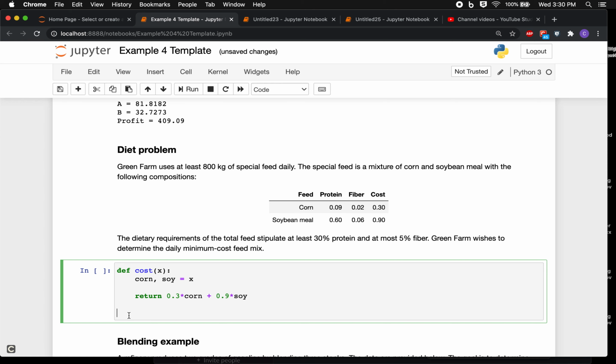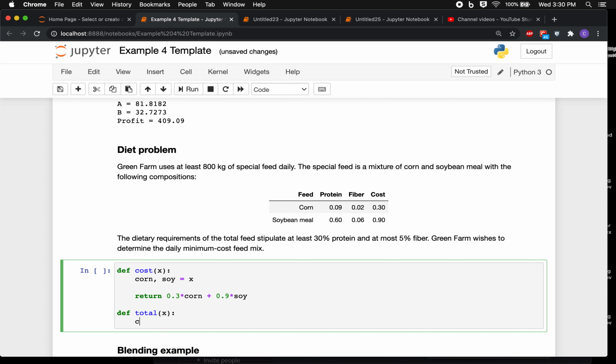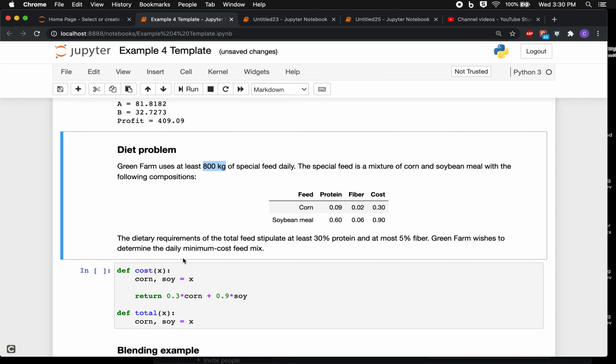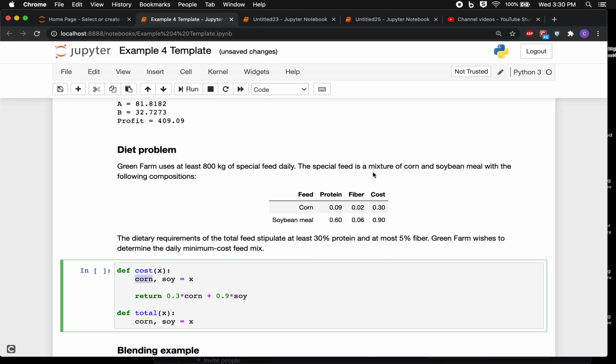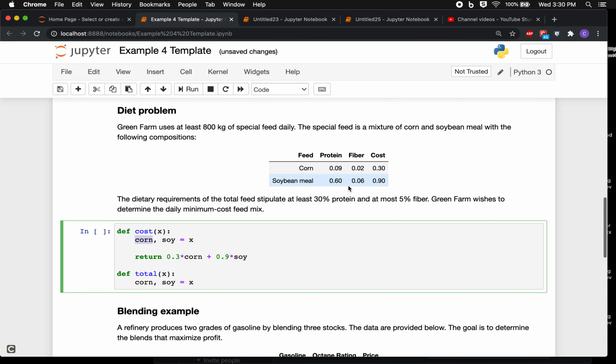So next we have our different constraints. So the first one is we have kind of our total constraint, which I'll call just total. You can name these anything you want them to be. So we have corn and soy. And what it's saying is that the mixture of corn and soy, we have to make at least 800 kilograms of it. And so here, corn and soy, this is all on a kilogram basis. I wasn't clear about this. So basically, this is the fraction of protein, and this is the cost per kilogram.